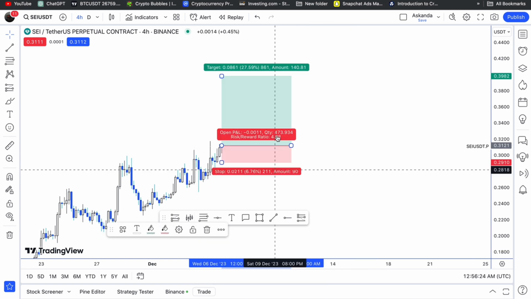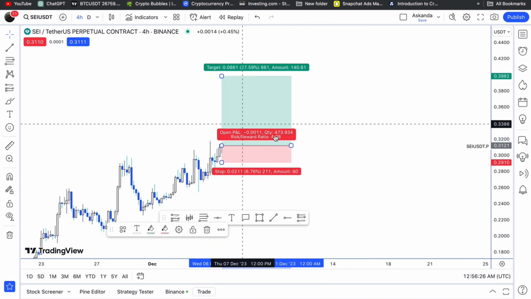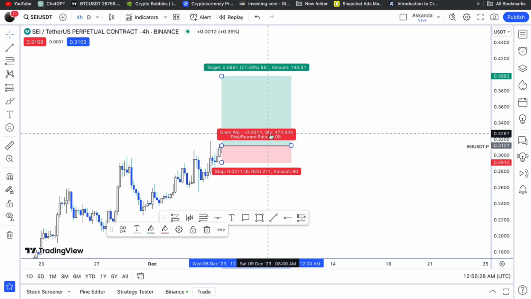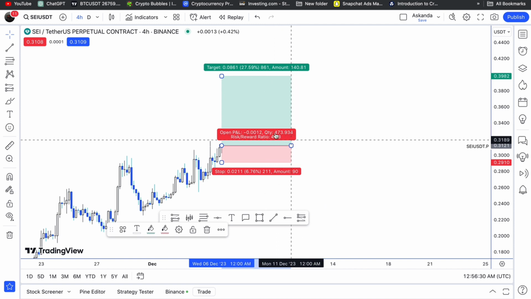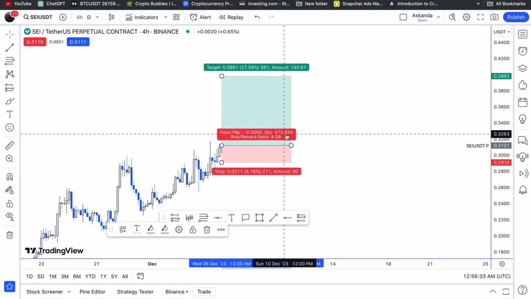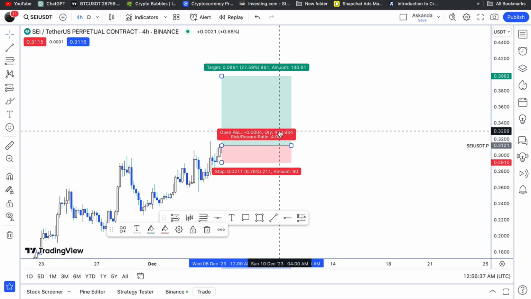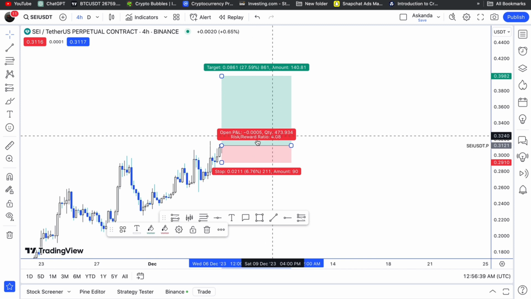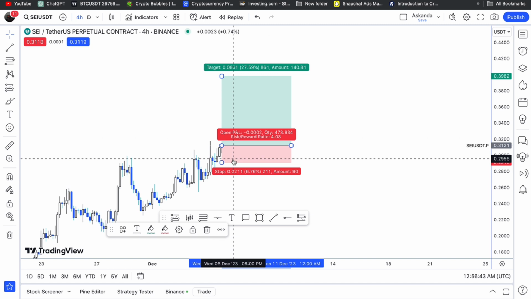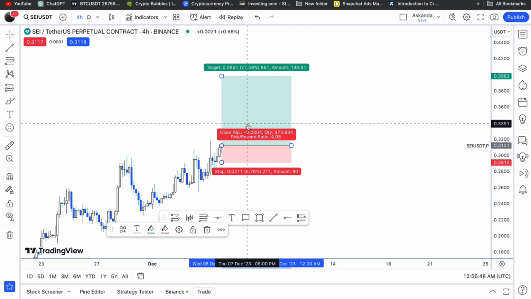If we click on OK, guys, I want you to look at this very closely. QTY asterisk, we have 473.93. This is our margin. This is what we are going to be using to trade the coin. Then the risk to reward ratio is 4. That means we are risking this in our account to make 4 times of it.